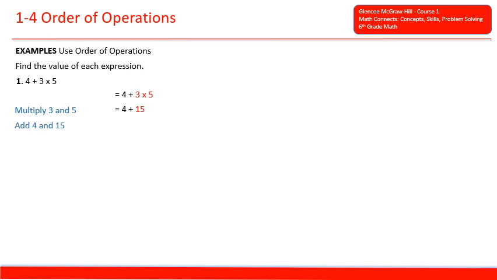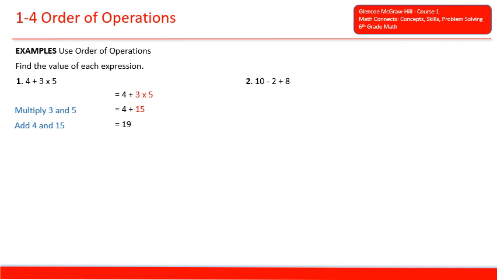Examples. Use order of operations. Find the value of each expression. 4 plus 3 times 5. So if we're thinking about PEMDAS and which operations we're going to go first, multiplication comes before addition. So we're going to multiply 3 times 5 before we add the 4. Multiply 3 and 5, we get 15. So 4 plus 15. Then we're going to add the 4 and the 15, and we'll get 19.